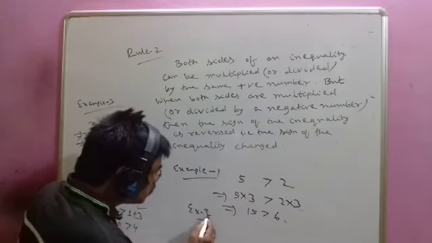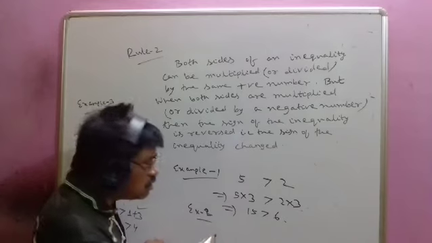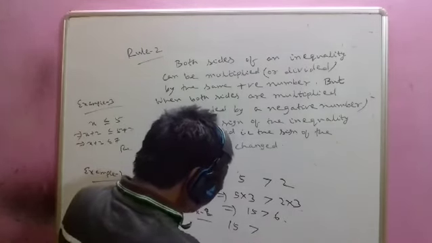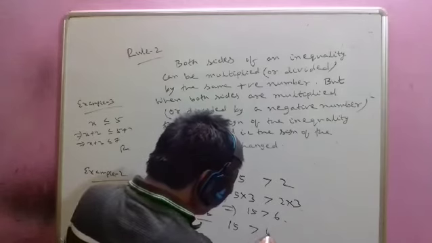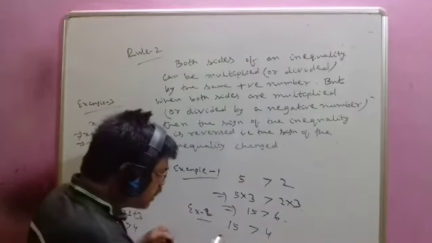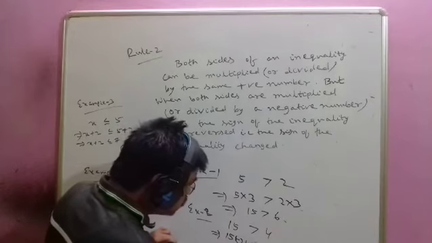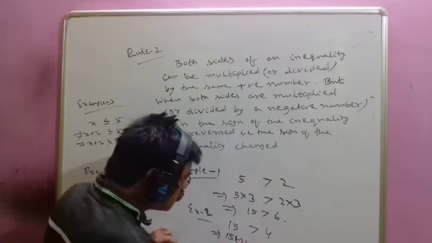Example 2, let me say 15 is greater than 4. But suppose I multiply by a negative number. Let me say I multiply by minus 2 on both sides. So 15 into minus 2, if I say greater than 4 into minus 2.